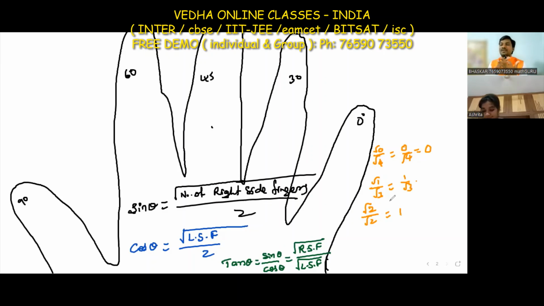Now close the 60 degrees. Right side, how many fingers are there? 3. Left side, 1. So root 3 by root 1, that is root 3.